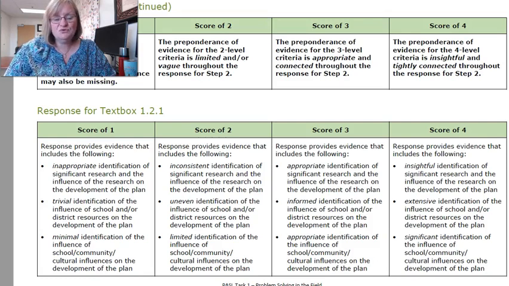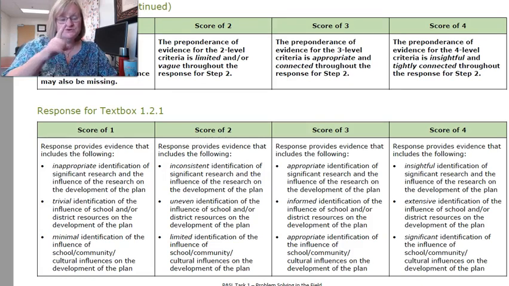And then if you scored a 3, that means 3's passing, by the way, but it has to be combined with enough 3's and 4's to get you there. If you scored a 3, you had appropriate identification of significant research and the influence of the research on the development of the plan, that you had informed identification of the influence of the school and district resources, and that you had appropriate identification of the influence of school, community, and cultural resources. So it says school, community, and cultural resources. That's 3 different things there.